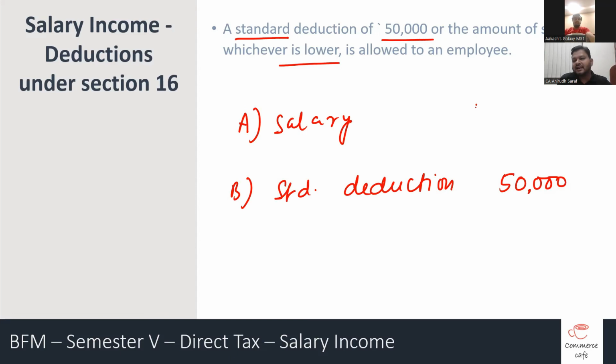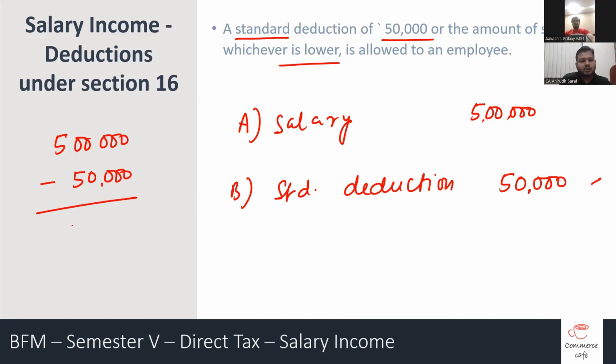So if your salary is 5 lakhs, then how much will you charge to tax? 5 lakhs, minus standard deduction, 50,000. Because out of these two, which is lower? This one is lower. So how much will be taxable? 4,50,000.